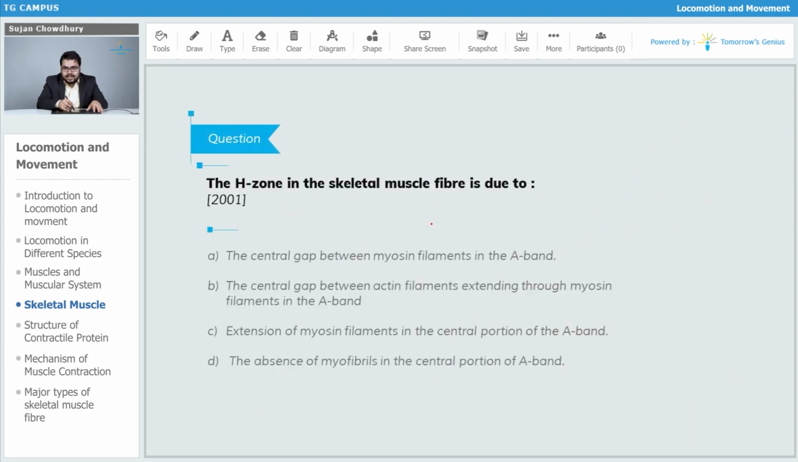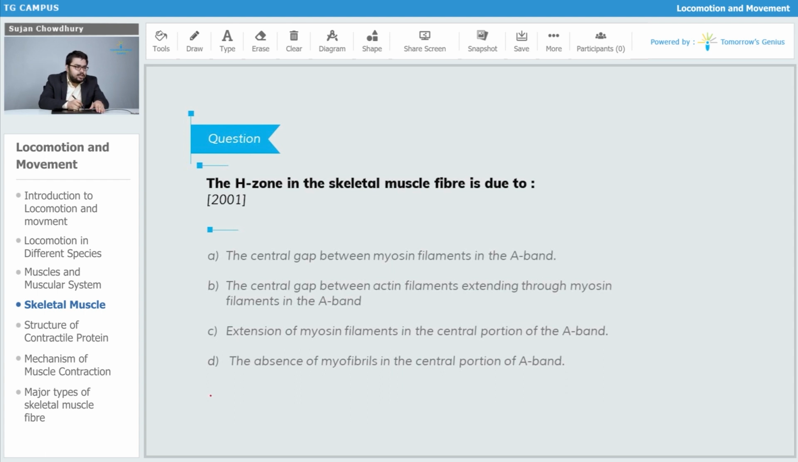So here let's look at another interesting question. It is based on the concept which we have discussed a little earlier. The H zone in skeletal muscle fiber is due to which of the following? The first option, the central gap between myosin filaments in the A band; the gap between actin filaments extending through myosin filaments in the A band; the extension of myosin filaments in the central portion of the A band; and the absence of myofibril in the central portion of the A band.